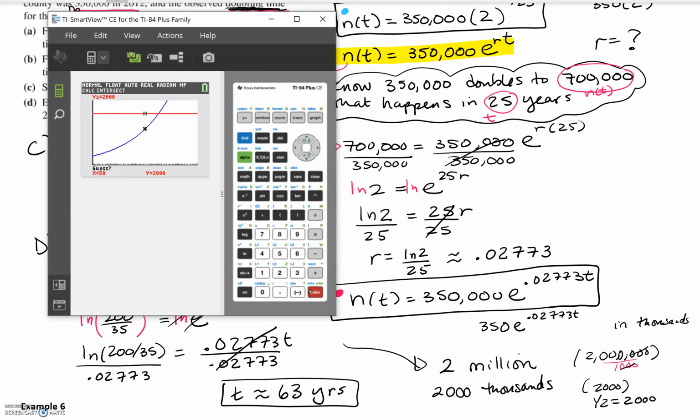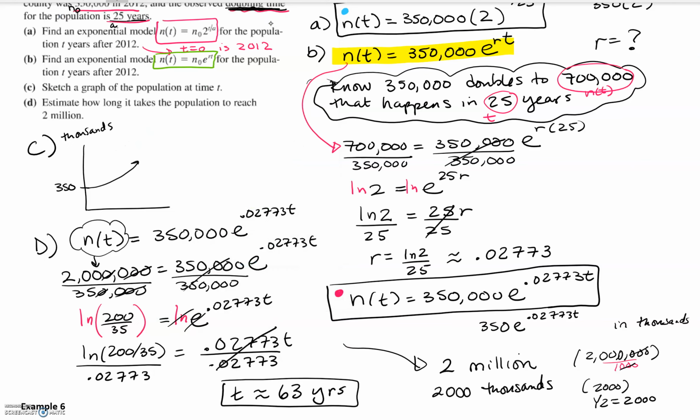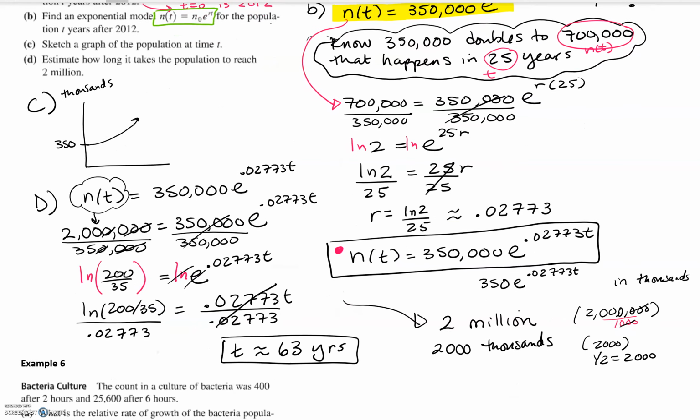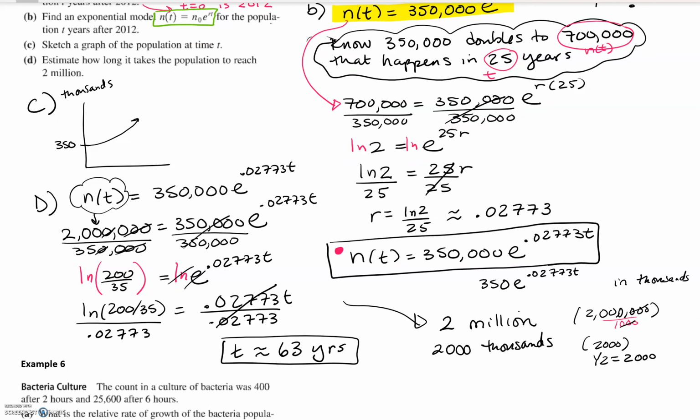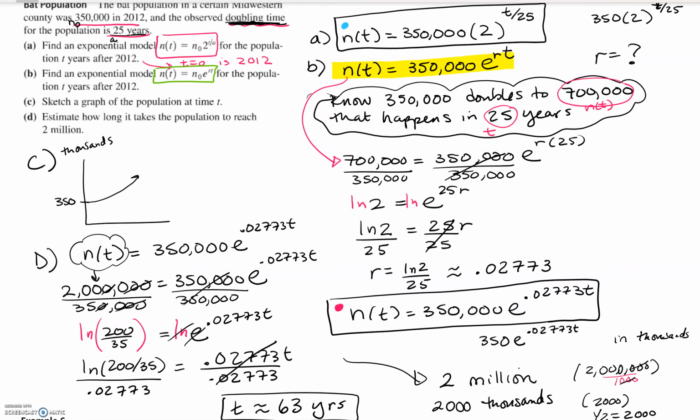And then it says, should I guess? I say yes, and notice what it gives me, what I got algebraically, about 62.86, or about 63 years later, the population will reach 2 million. So you can do it algebraically and then confirm your answer graphically. So let's stop there, and we will look at the next example in the next video.